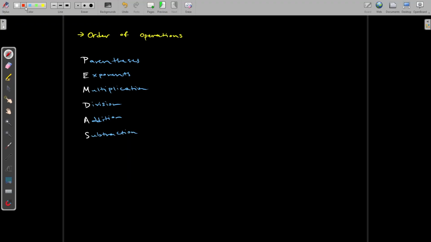So what did we say about the multiplication and division? They're the same. So these are on the same level, so we do them in the order that they appear. And the same goes for addition and subtraction.